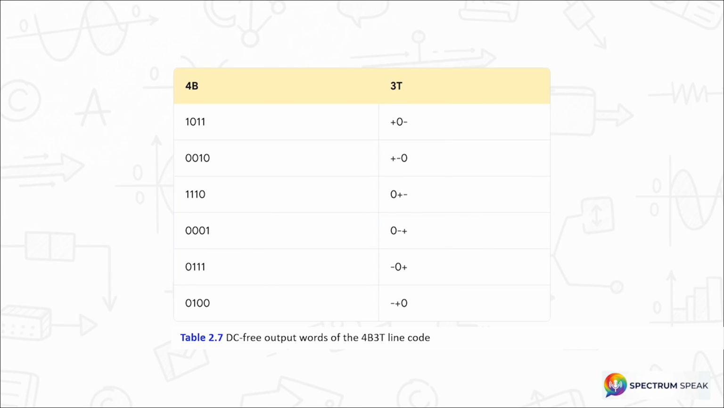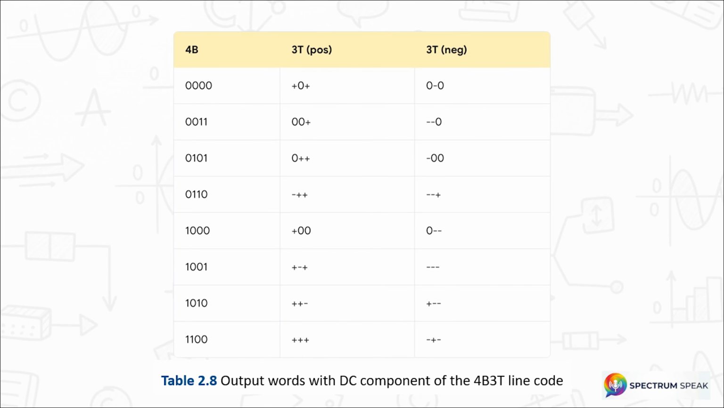Think back to our seesaw. You add a weight to the right with a plus, do nothing with a 0, and immediately add a weight to the left with a minus. They cancel each other out instantly. This seesaw stays perfectly balanced at a net 0 DC voltage. But then we hit Table 2.8, which shows 10 data combinations that are not naturally balanced.